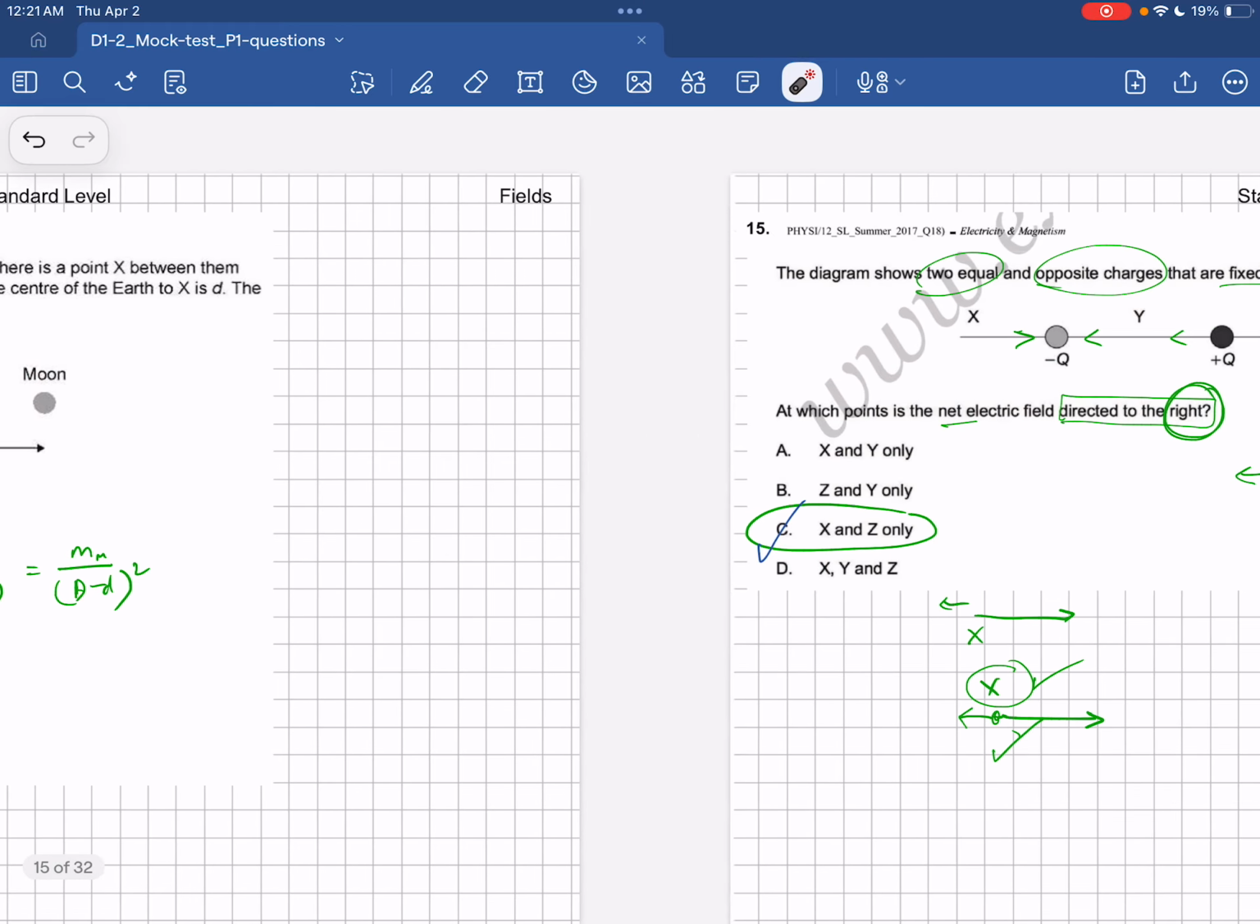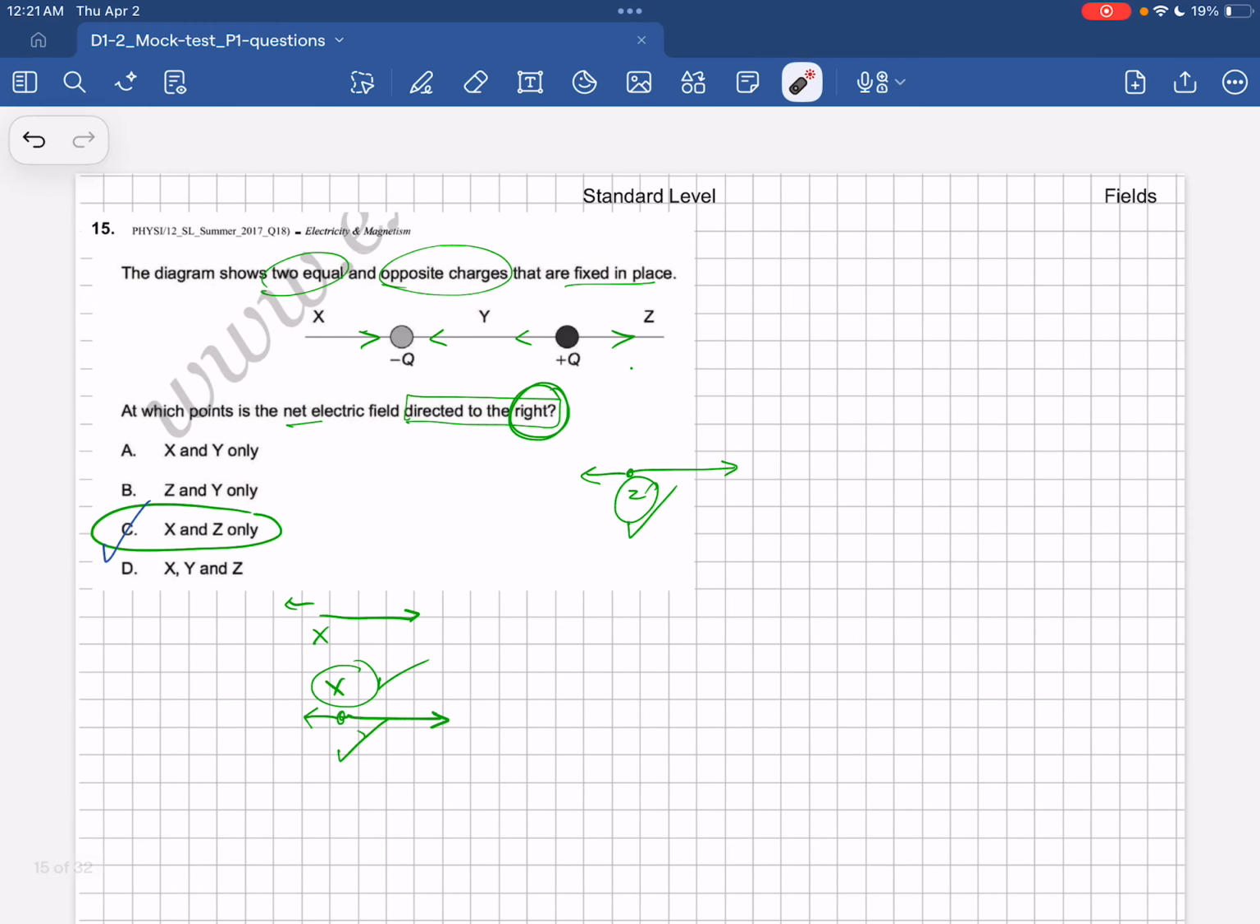That's C. 15, the diagram shows two equal and opposite charges fixed in place. Okay, opposite.